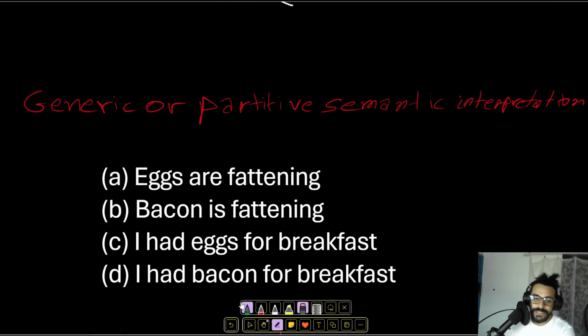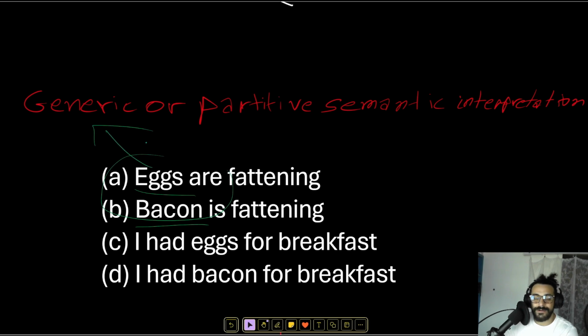So the next property is that of semantic meaning, or semantic interpretation, and what we're trying to say here is that these null determiners can be either generic or partitive in their semantic interpretation. What do we mean by that? If we look here at these two nouns, eggs and bacon: eggs are fattening, bacon is fattening. Here we're talking about things in a general manner, so in a generic manner. We're talking about eggs in general, bacon in general.